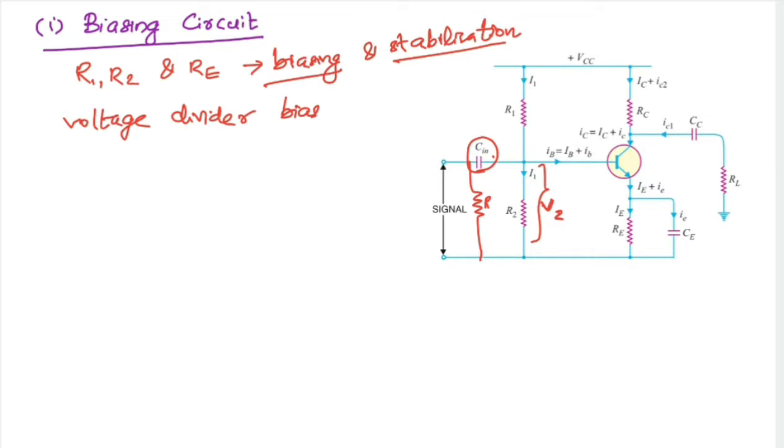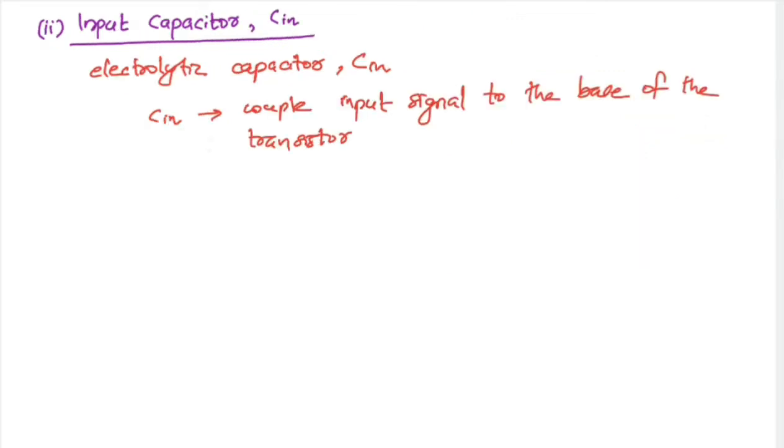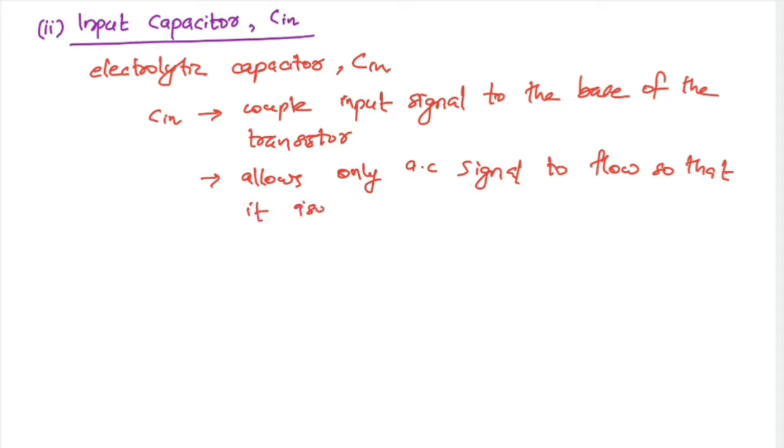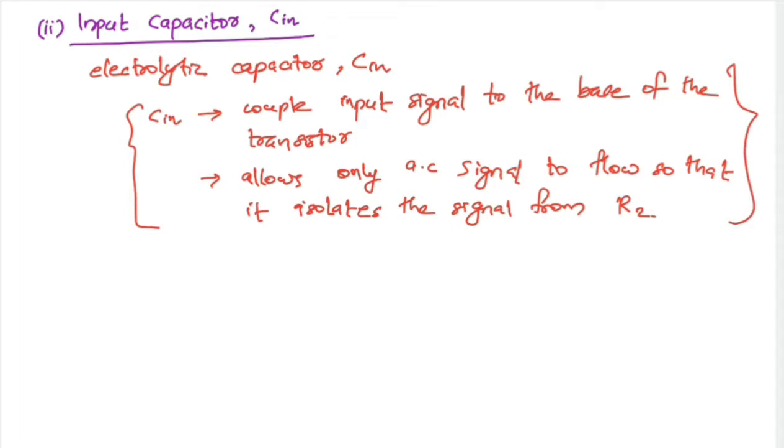So we know that Cin, that means the input capacitor, allows only AC signal to pass through it, and as a result it allows the AC signal to flow, so that it isolates the signal source from the base. It isolates the signal from R2. These are the two major functions of the capacitor Cin.